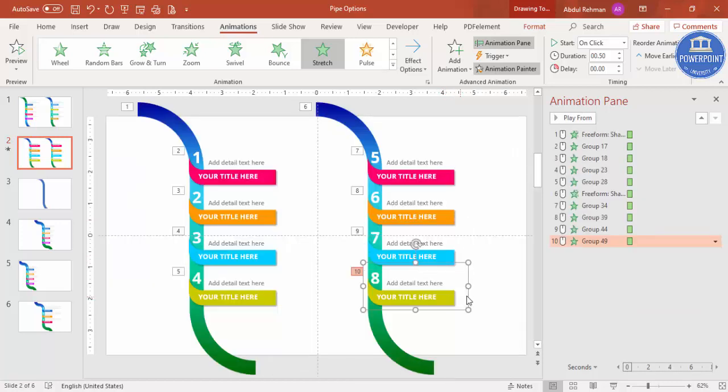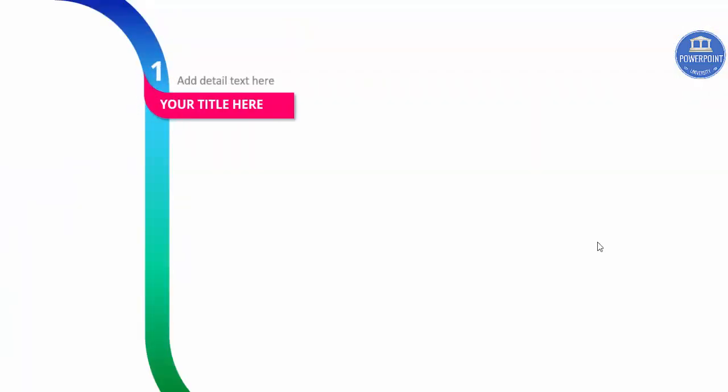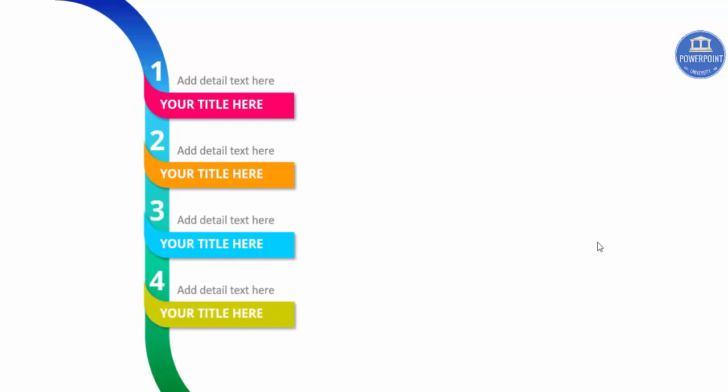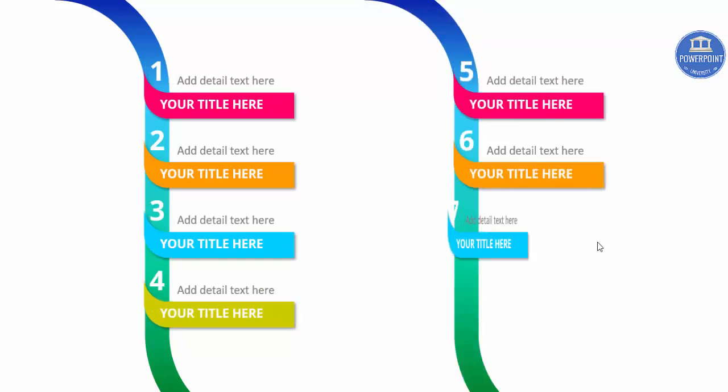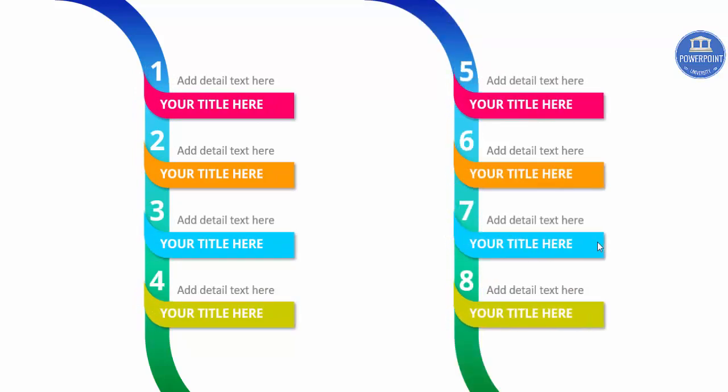So let me just show you in the slideshow. When I click the first, the pipe comes, and then the option comes here. Then second will come. You can see here. This is a simple way you can create the index slide.